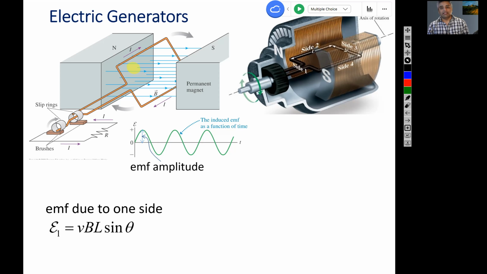So for example, if it is a coal-driven electric power plant, we use coal to heat the water and convert that water into steam, and use that steam to blow on the coil and make that coil spin. And when the coil starts spinning, we know it can generate current.